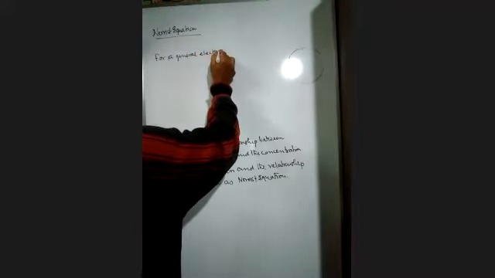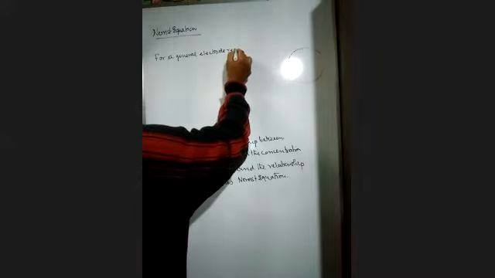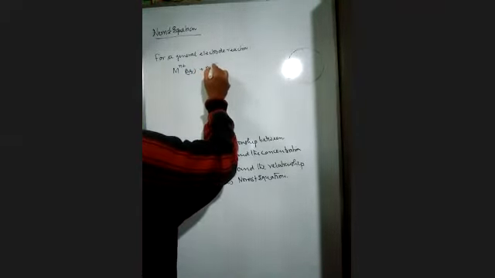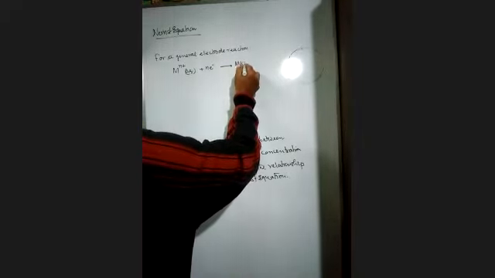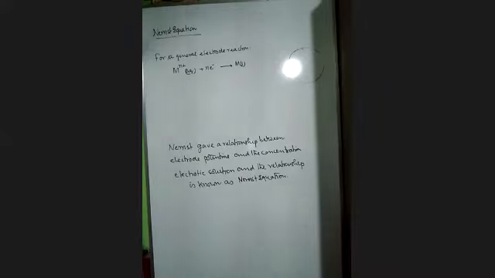Okay. For a general electrode reaction, okay, Mn+ will take n moles of electrons to give you the metal. Okay. So what is the Nernst equation for this?